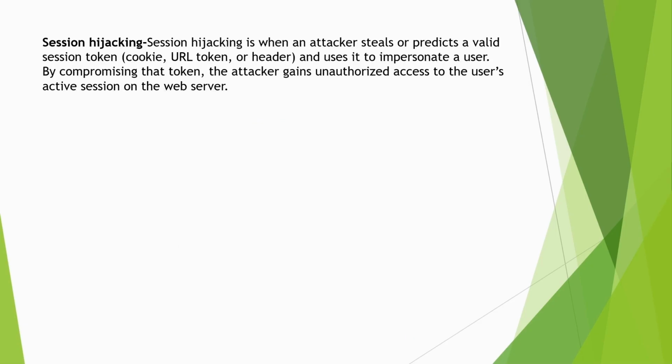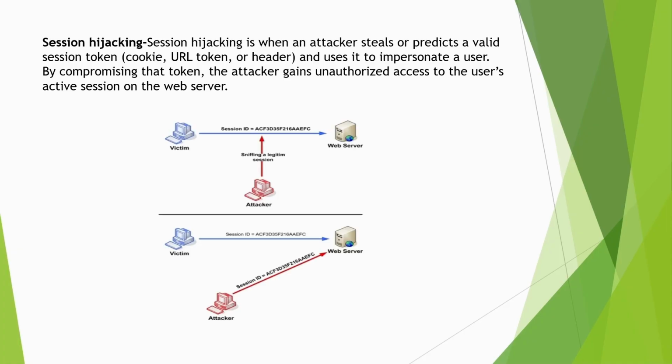Session hijacking. Session hijacking is when an attacker steals or creates a valid session token like a cookie, URL token or header and uses it to impersonate a user. By compromising that token, the attacker gains unauthorized access to the user's active session on the web server. As in this diagram we can see, the attacker uses the session ID of the victim to communicate with the server and impersonate a user.